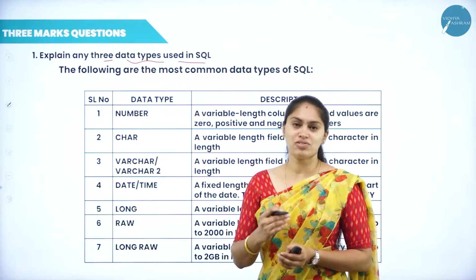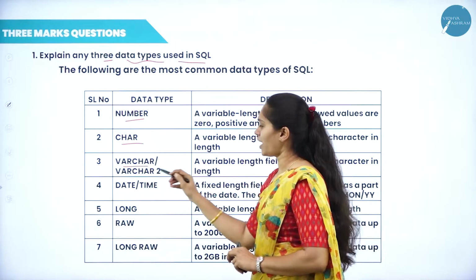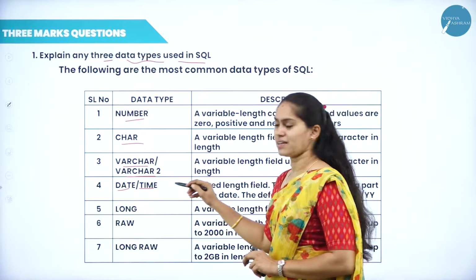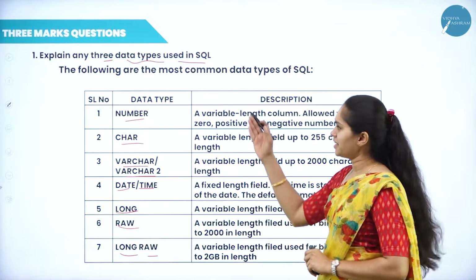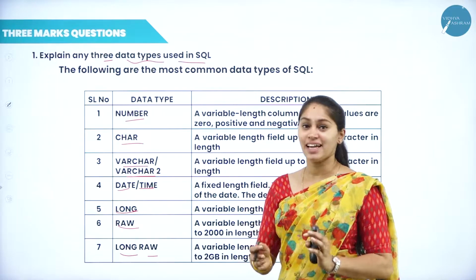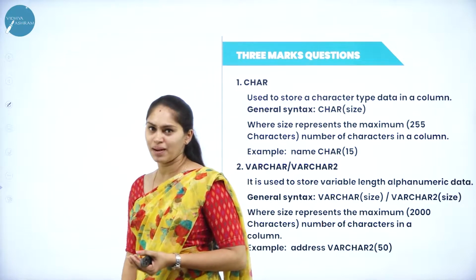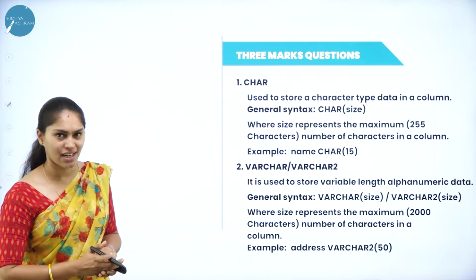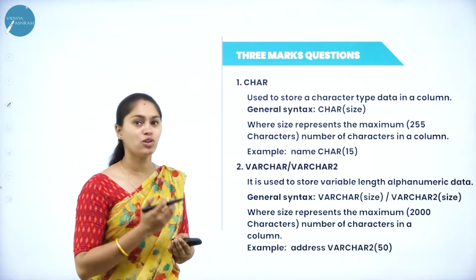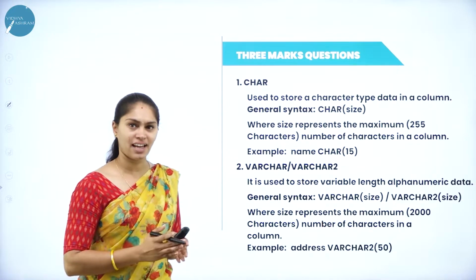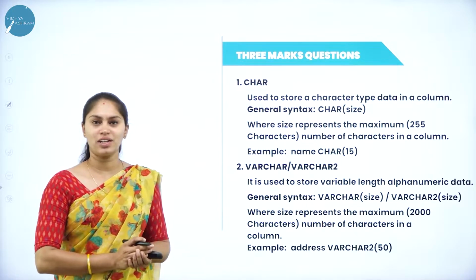Then what are the types of data types we have in SQL? It includes number, char, varchar, varchar2, date or time, and also we have long, raw and long raw. So these are the data types that we can see in SQL. Out of this you can explain any 3. When you are explaining, you just mention the type of data type and write what its usage is. That means what kind of data it is going to store and what its general syntax is. Along with that you write one example. With all those 3 points, surely you are going to get 3 marks.